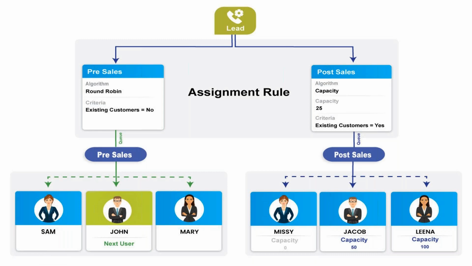Now, why only 10 records? That's because this is what we have defined in the configuration. As soon as Sam, John, or Mary moves their record from open new status to any other status like qualify or disqualify, they will again be eligible for new leads. In the very rare case that all three resources are occupied with maximum 10 records, the new leads being created would sit in the pre-sales queue itself.